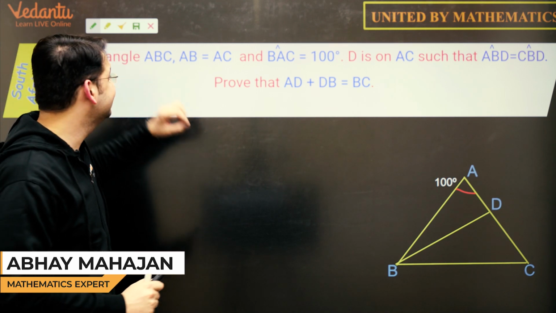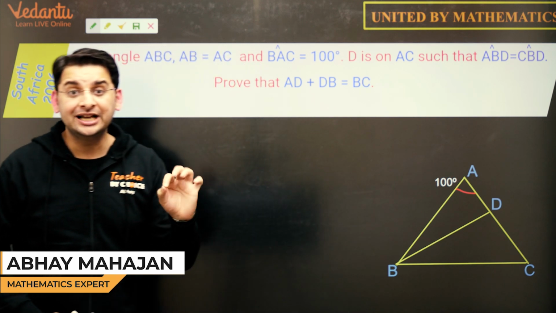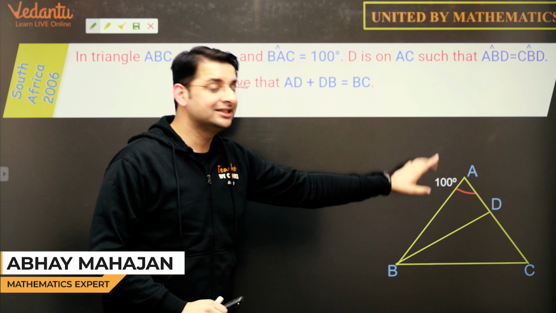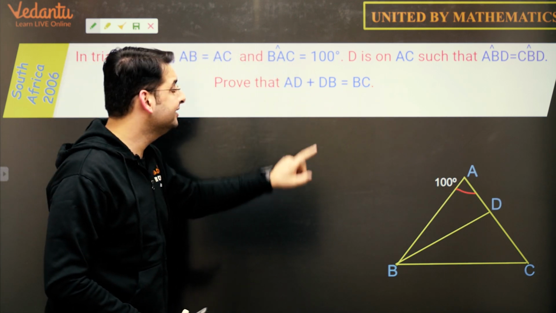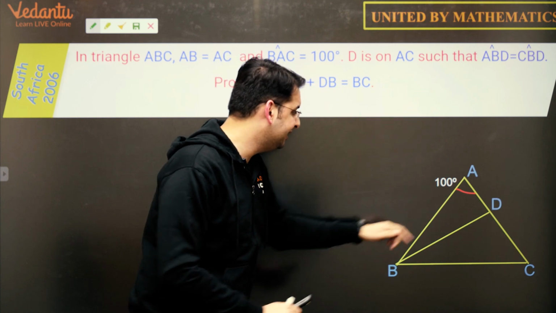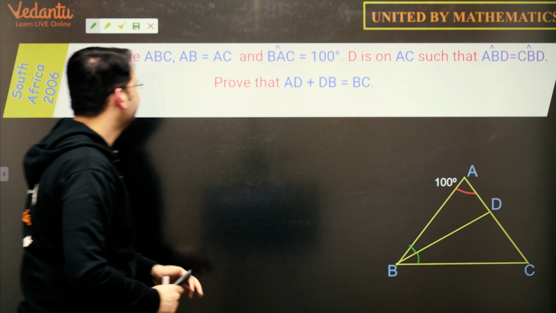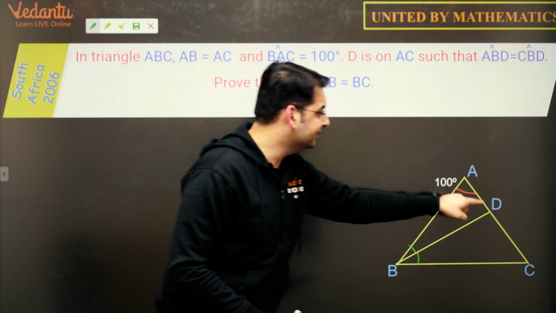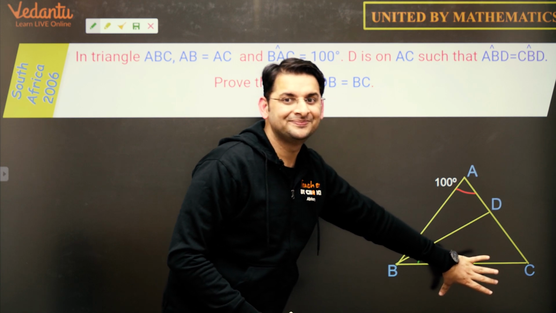We discuss some elegant problems of Maths Olympiad across different countries, and this one is from South Africa 2006 Junior Maths Olympiad. The question says triangle ABC, AB is equal to AC. So this is an isosceles triangle where the vertical angle is equal to 100 degrees. D is a point on AC such that angle ABD is equal to this angle. We need to prove that AD plus DB is equal to BC.